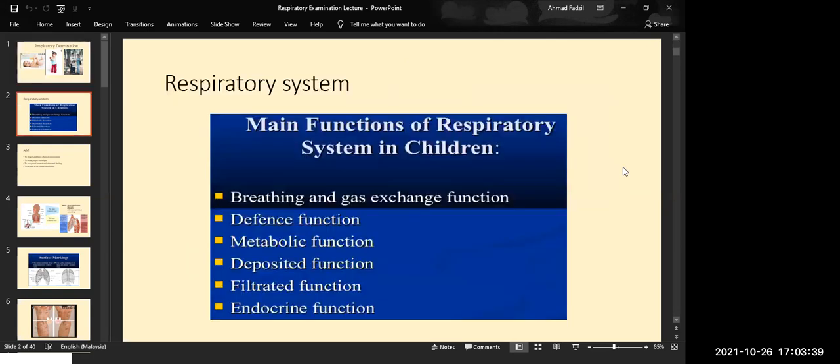Respiratory system has many functions. It is breathing and gas exchange function, defense function, metabolic function, so many functions. But mainly it is the breathing and gas exchange functions. The rest is not a major function, but it still can affect the body if it is not functioning very well. But the breathing and gas exchange is the main function, and much of the morbidity and mortality is due to failure of the first function, breathing and gas exchange.